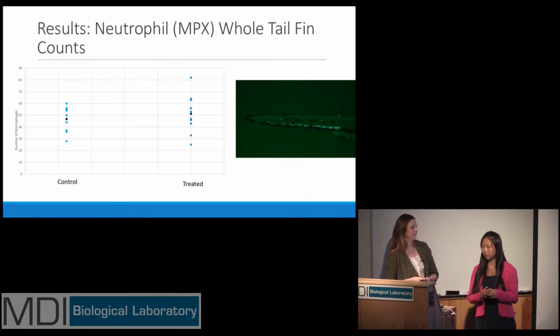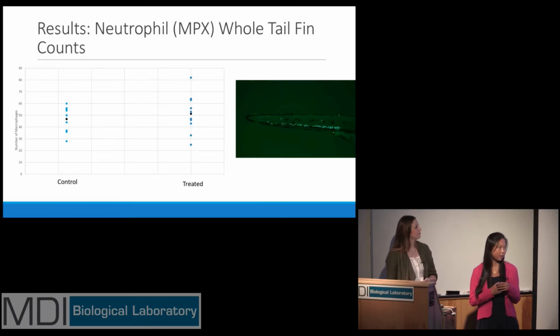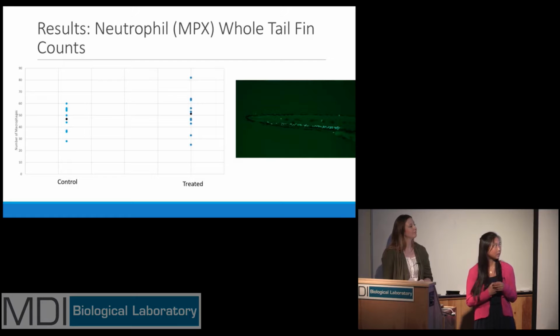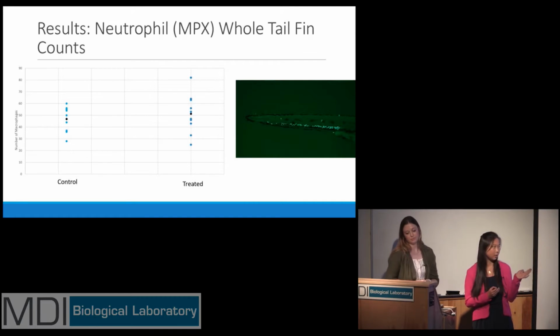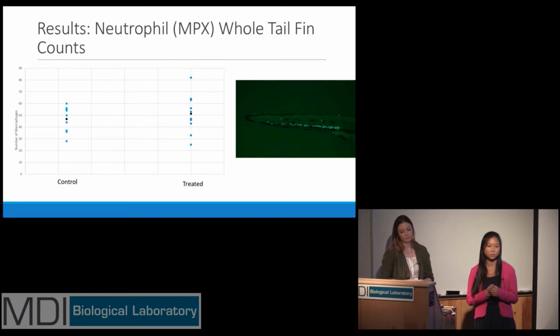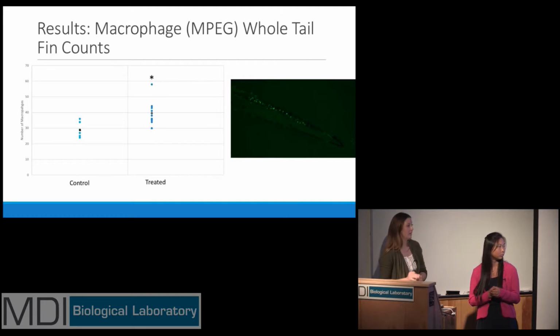So we decided to see if cortisol exposure would have an effect on the response of the leukocytes, the immunocytes, or the number of macrophages and neutrophils in the larvae. When we're looking at the MPX line, the data for the whole tail fin, we didn't see anything statistically significant between the two treatment groups. However, when we looked at the macrophage line, we consistently saw that the treated fish had a larger number of macrophages found throughout their whole tail fin.